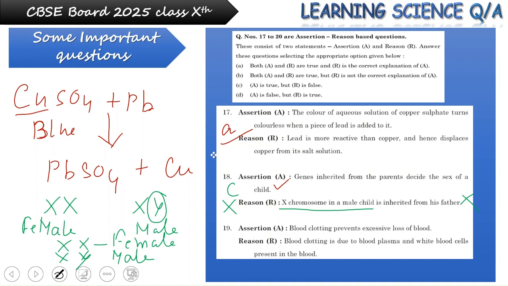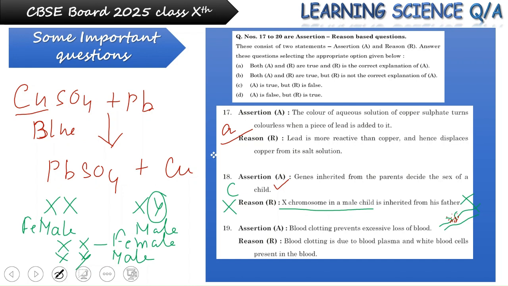Lastly, we have blood clotting prevents excessive loss of blood. This is a true statement that whenever there is an injury, the blood vessels are injured. We have blood clotting there that makes a plug like structure at the place of injury, and in this way they stop the bleeding.